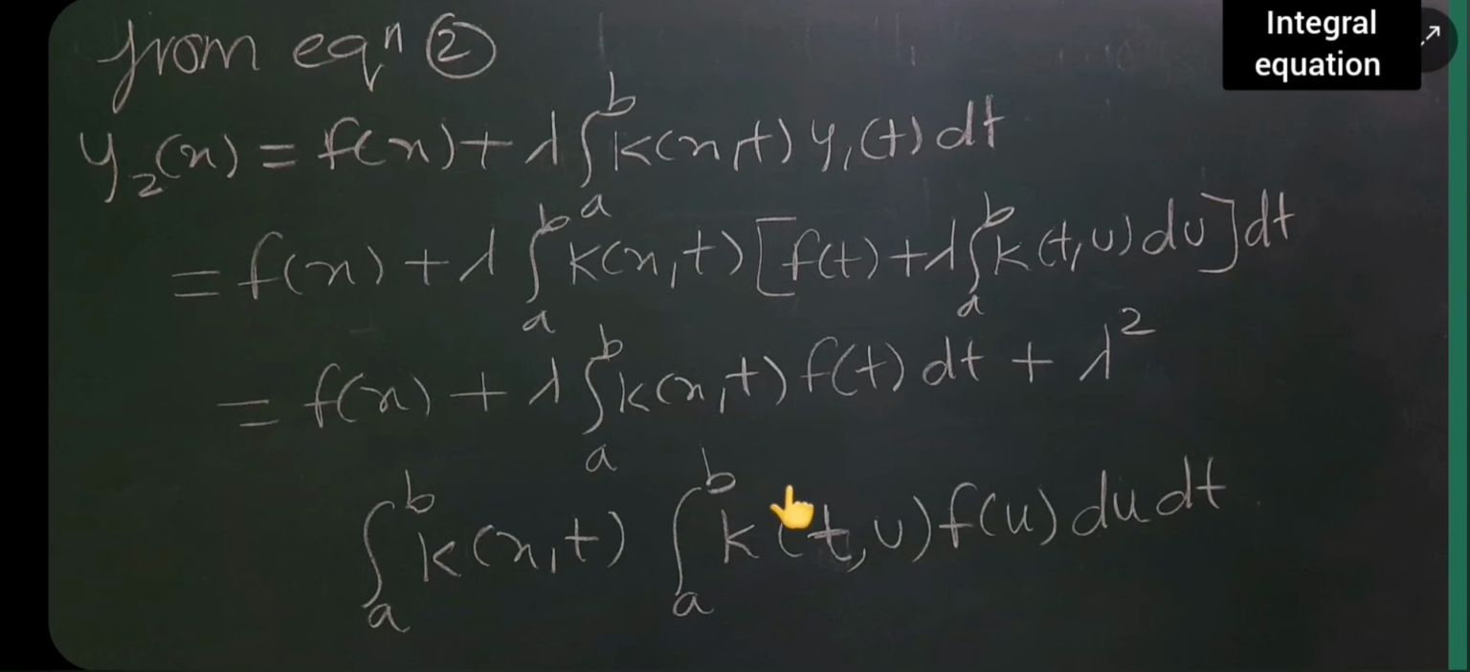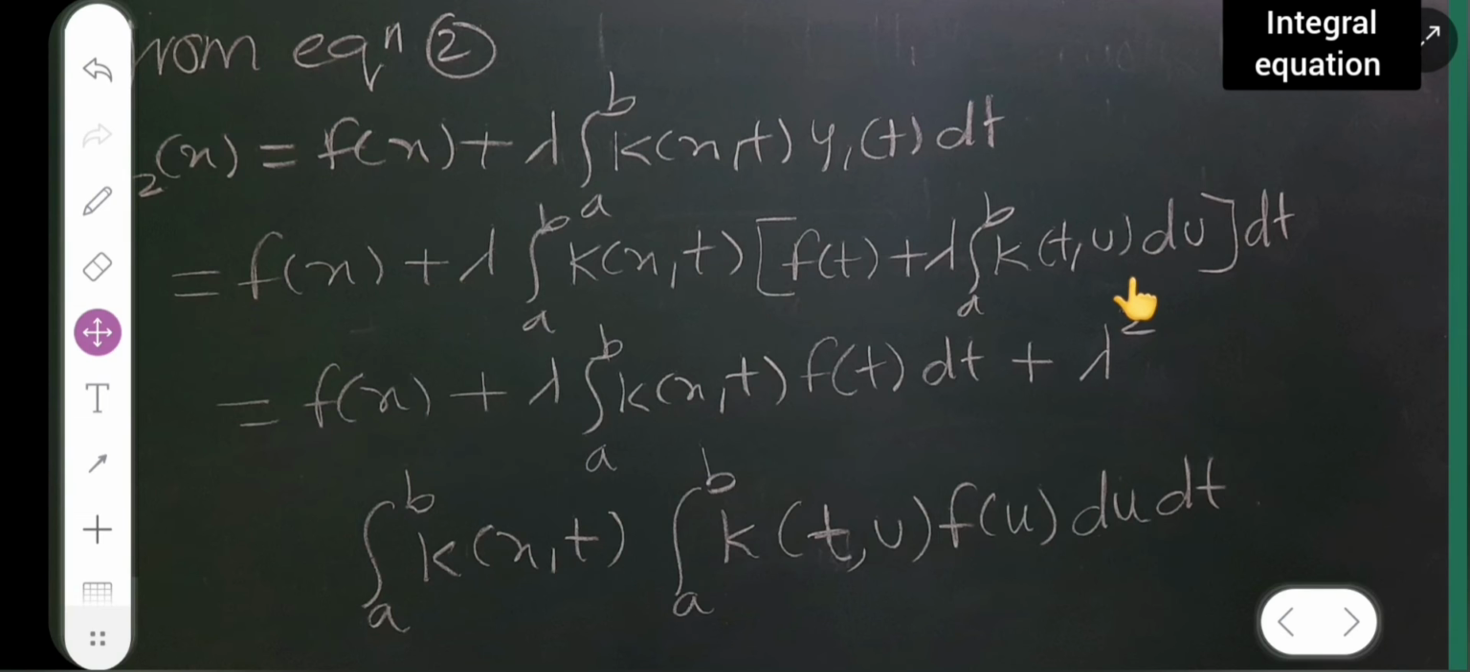This into this. So now integral from a to b k of t comma u f of u, so integral of k of t comma u f of u du dt. Here, I think I have missed one part over here. Let me see which part it is.